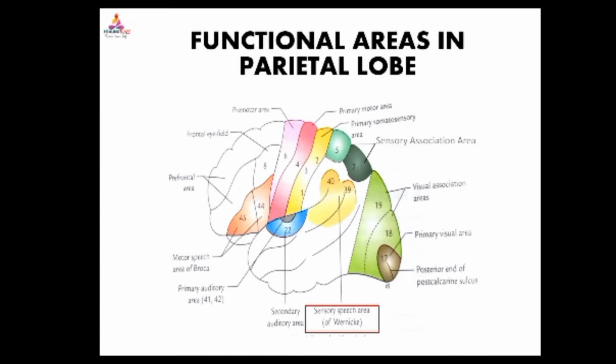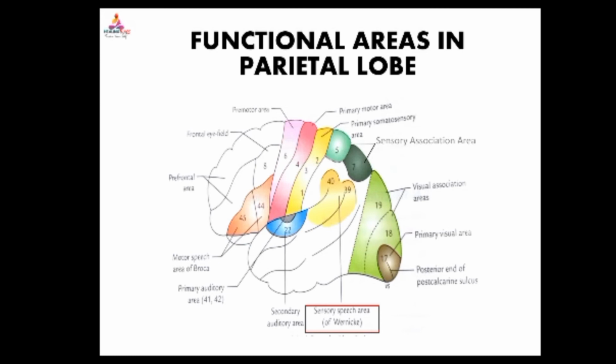Now we can compare motor and sensory aphasia. If motor aphasia or Broca's aphasia happens, the area involved is 45 and 44. Speech is effortful, dysarthric, telegraphic, and non-fluent. Comprehension of speech is good, and the ability to read, write, and calculate is also intact.